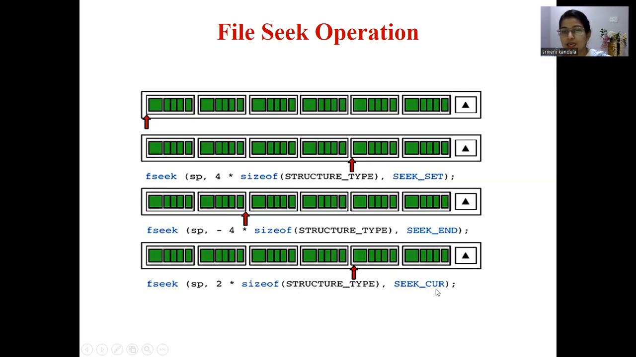So now SEEK_CUR. Here you can supply a number. What is the number that we are supplying here? 2 into sizeof structure type. As of now, your file pointer is here. From here, it should move 2 records ahead. So 1, 2, and your file pointer is here. This is how the third argument of fseek, whence from, will work. From which particular position you want to move the file pointer to which particular location.